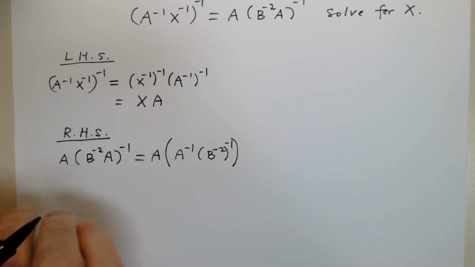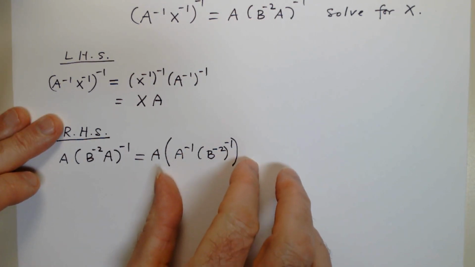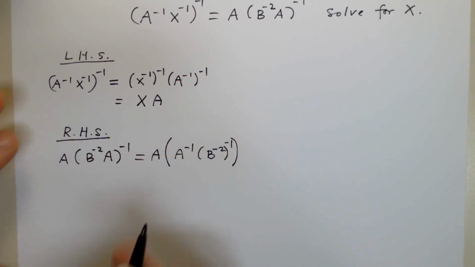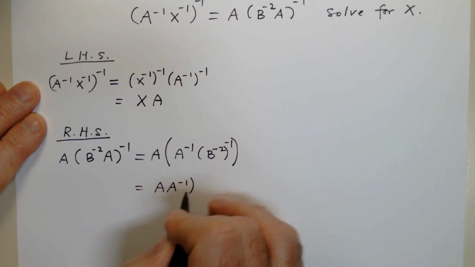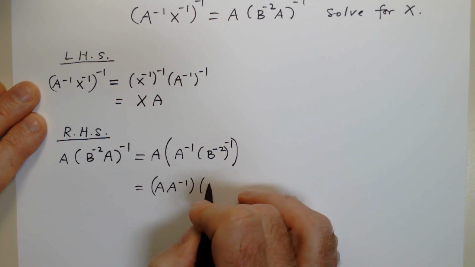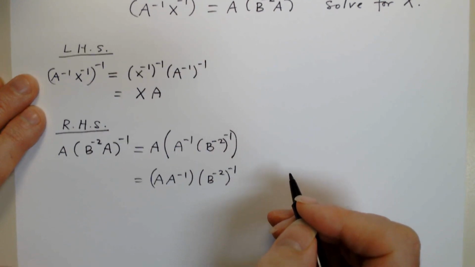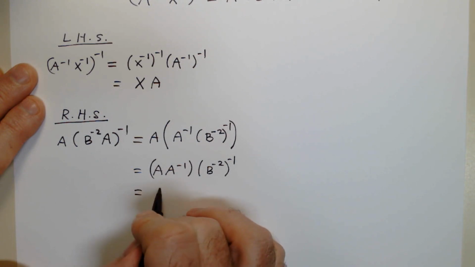Now, there's a couple of steps remaining here to simplify this. The first thing I'm going to do is pull up these outside parentheses and reapply them to A times A inverse. So I'm using my associative property here. And then I want to notice that A times A inverse is just the identity matrix.